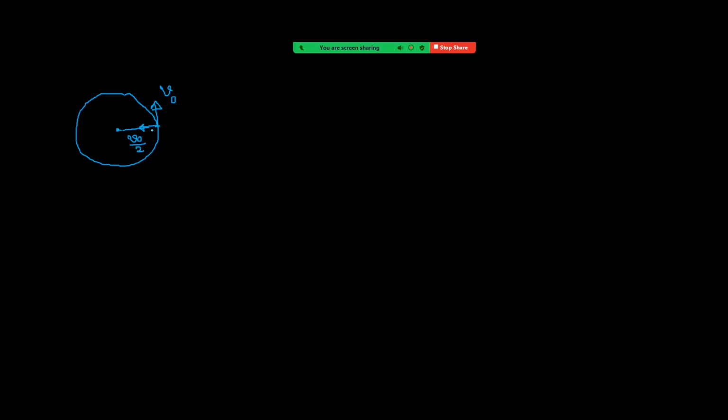That means his velocity will now be the resultant of v naught and v naught by 2. It will be like this. That means he cannot reach the Earth. That's why he made a mistake. Okay. And we are given one more thing.